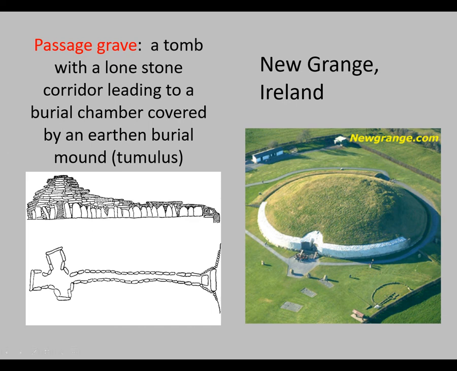All right, so this is a tomb with a long stone corridor right here, leading to a burial chamber covered by an earthen mound. So here's the tumulus right here. So this is a cut plan drawing. We're looking down at it. We're not going to mistake this for a cross just yet. It's too early for that. That's just a coincidence. All right, so this is a passage grave, passage, and then the burial. All right, and then here's the mound from the sky.